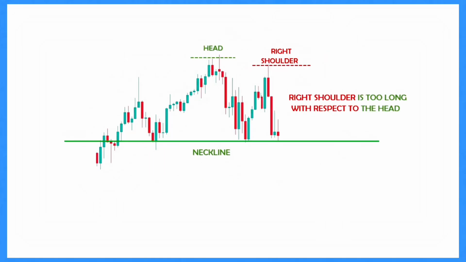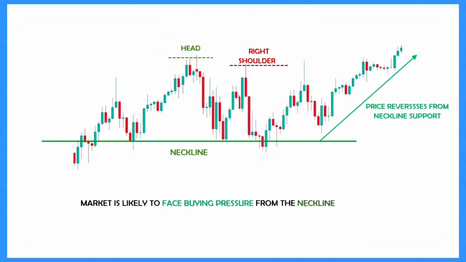For example, if the right shoulder is too long or deep, it's better to avoid trading that breakout. Why? Because when the price moves a long distance from the highs of the right shoulder down to the neckline, it attracts more sellers along the way, which increases the chance of buying pressure from profit-taking and new buyers entering near support. This combination often causes the price to bounce and the pattern fails.